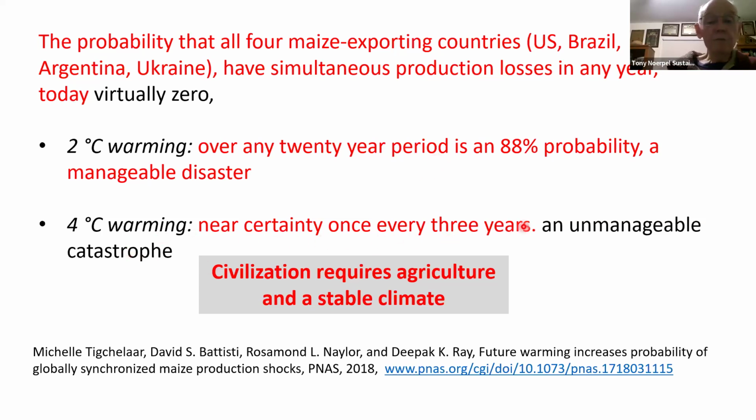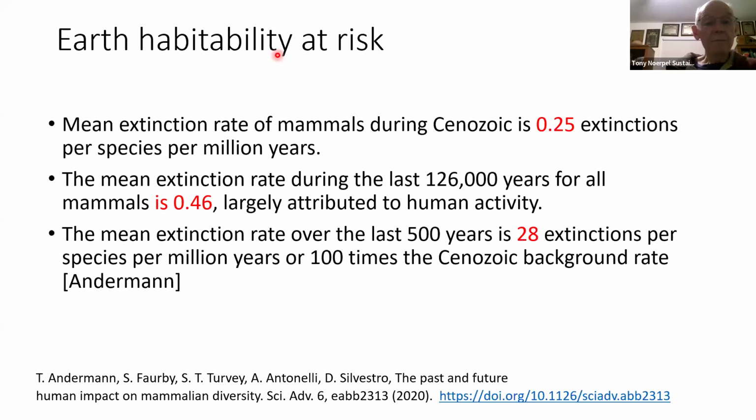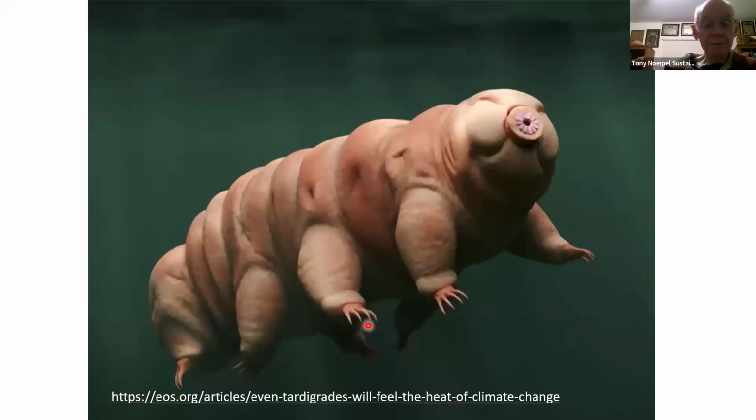At 4 degrees of warming, this is going to happen with near certainty once every 3 years. So every 3 years, we're just in a serious famine. We're never going to be able to manage that. That's an unmanageable catastrophe. Earth's habitability is at risk. Okay, this is the rate of extinctions. You can see it's 100 times greater. I like this picture. I don't know why.